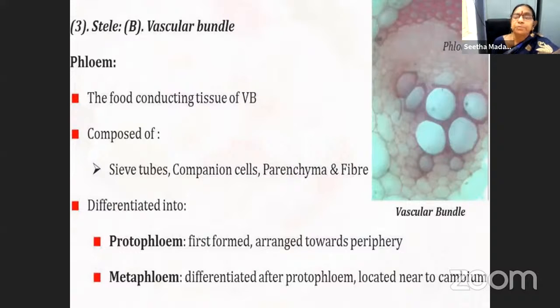And parenchyma, of course, you know, has round walled cells with intercellular spaces, and some phloem fibers are present. Phloem is also differentiated into protophloem and metaphloem. Proto means first formed and arranged towards the periphery, that is protophloem, and metaphloem is differentiated after protophloem, located near the cambium. Just above the xylem you find the cambium, and above the cambium you find this metaphloem.